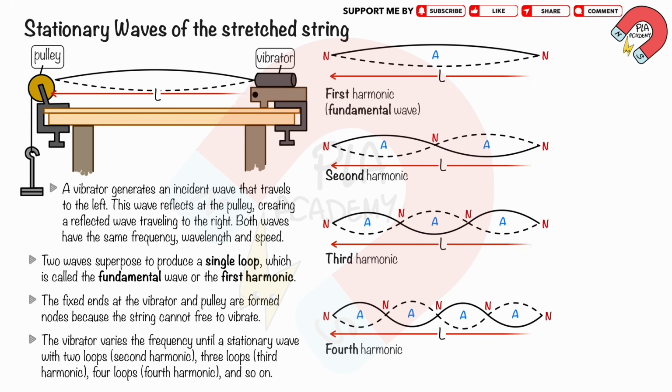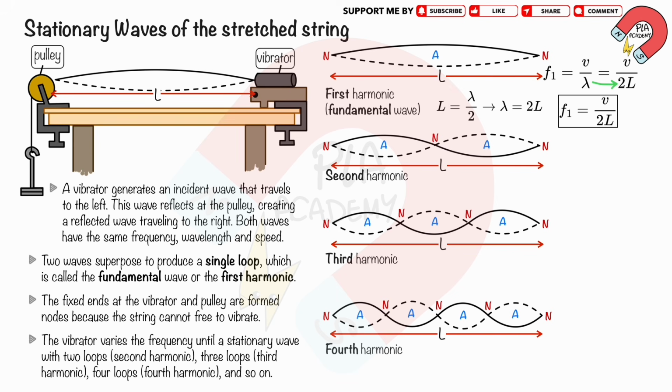Let L be the length of the stretched string. Recall that 2 loops of a stationary wave equals 1 wavelength. The first harmonic has a single loop, indicating that L equals half of the wavelength, so the wavelength equals 2L. The fundamental frequency, f1, can be calculated by dividing the speed v by the wavelength lambda. Substituting lambda equals 2L, f1 equals v over 2L.